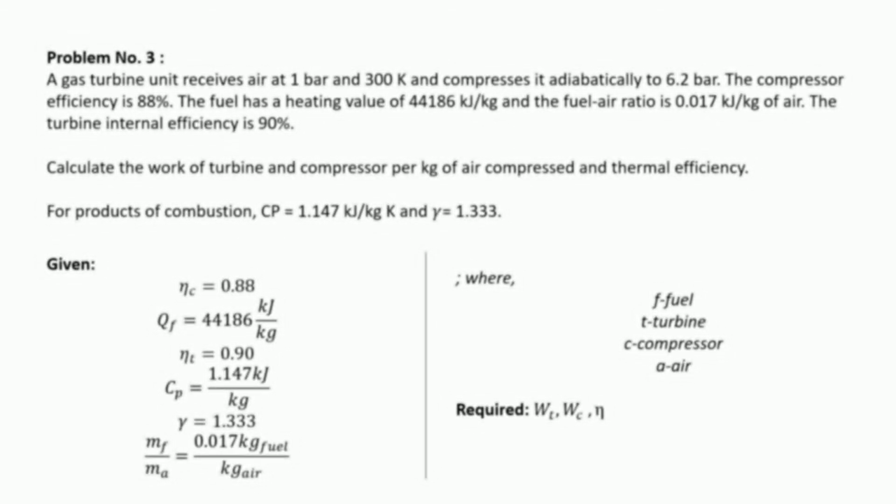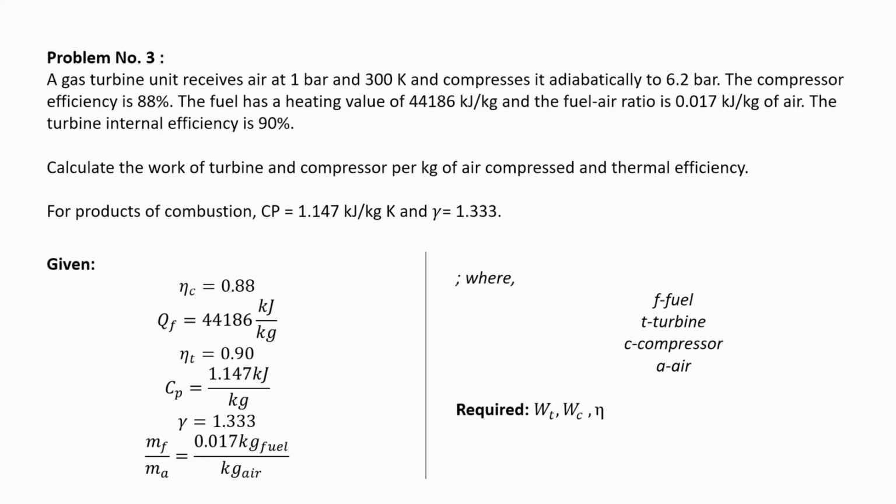For problem number 3, we are given a gas turbine unit that receives air at 1 bar and 300 Kelvin and compresses it adiabatically to 6.2 bar. The compressor efficiency is 88%. The fuel has a heating value of 44,186 kilojoules per kilogram and the fuel to air ratio is 0.017 kilograms of fuel per kilogram of air, and the turbine internal efficiency is 90%.